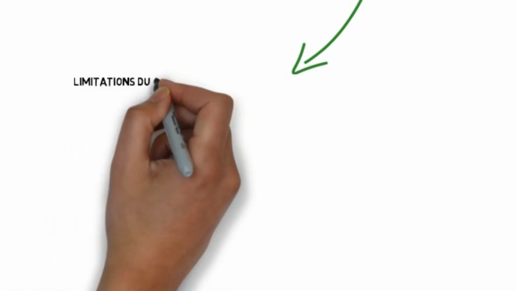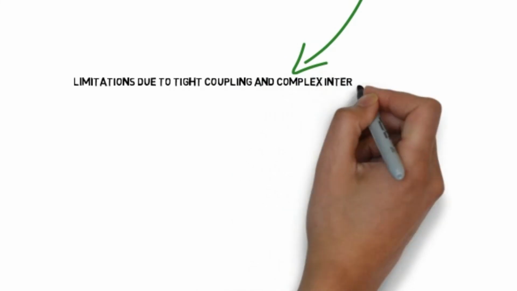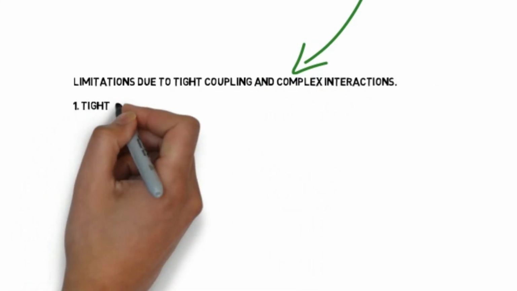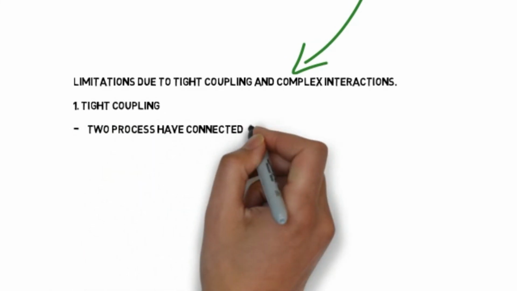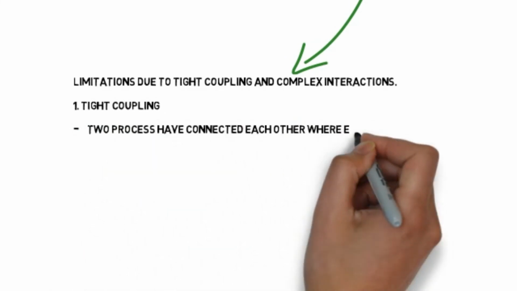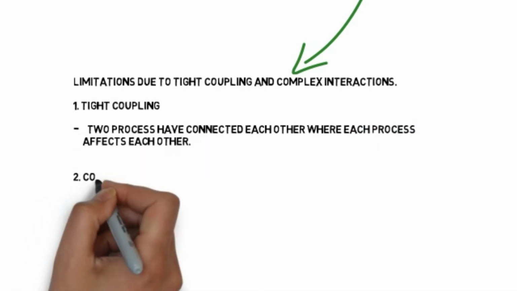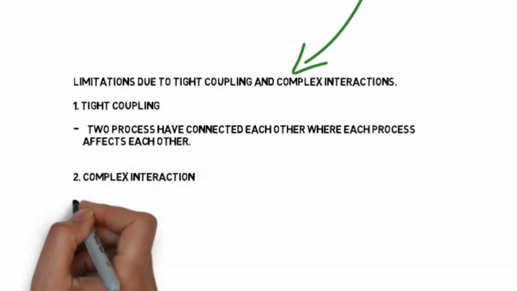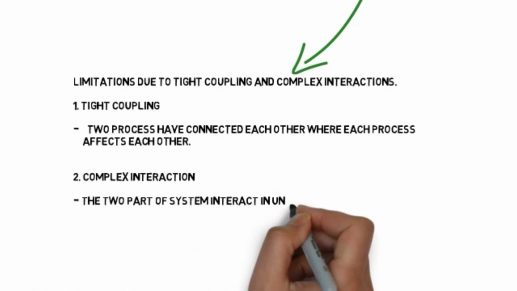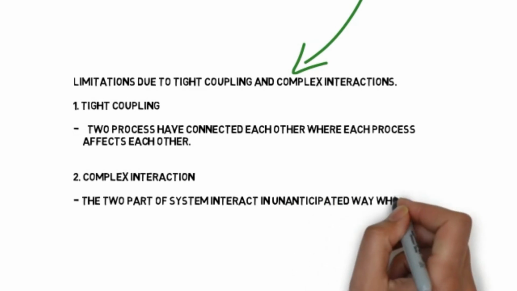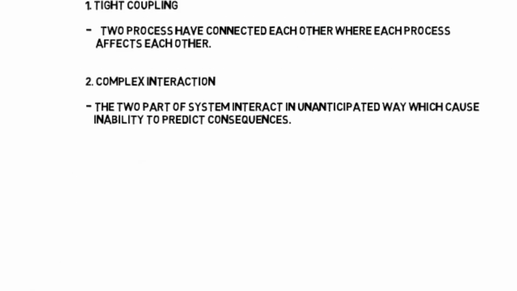Next is limitation due to tight coupling and complex interactions. First is tight coupling. Tight coupling is when two processes are connected to each other, where each process affects the other. The second one is complex interactions. Complex interaction is when two parts of a system interact in an unanticipated way, which causes inability to predict consequences.